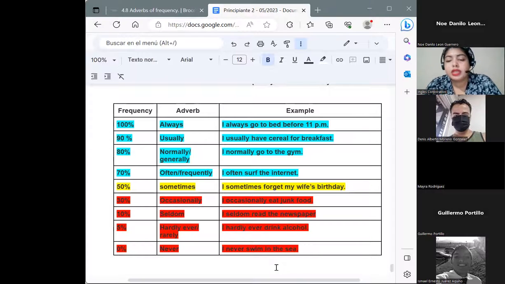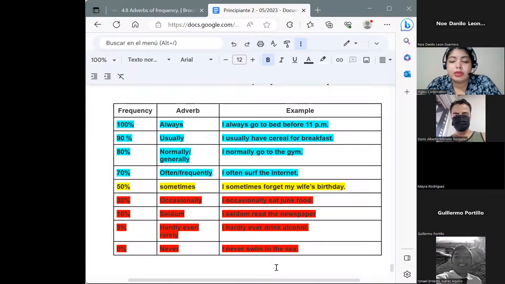Then, we have 50%, that is sometimes. I sometimes forget my wife's birthday. A veces olvido el cumpleaños de mi esposa. Ahora pasamos a las partes negativas. I occasionally eat junk food.